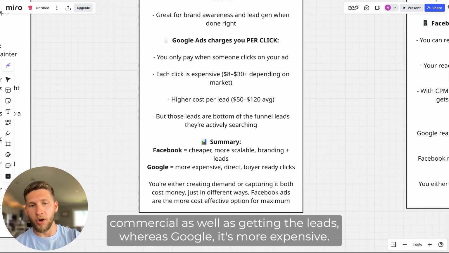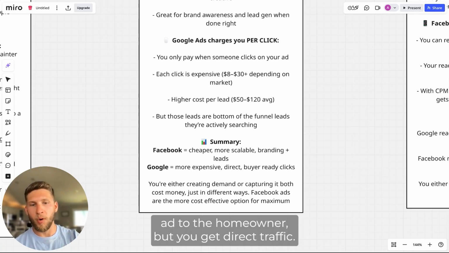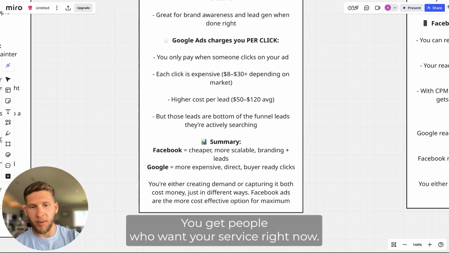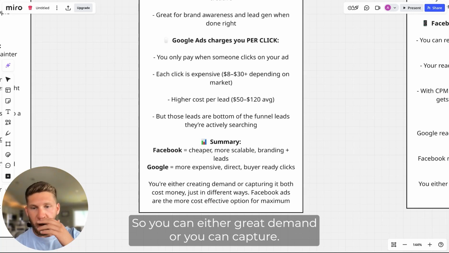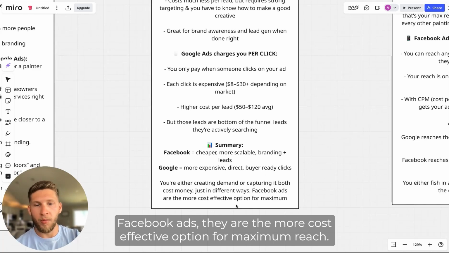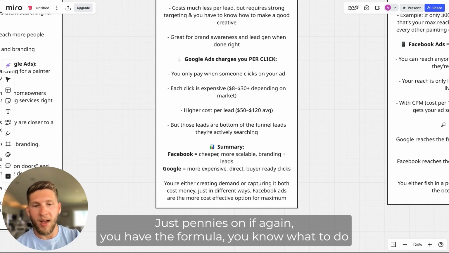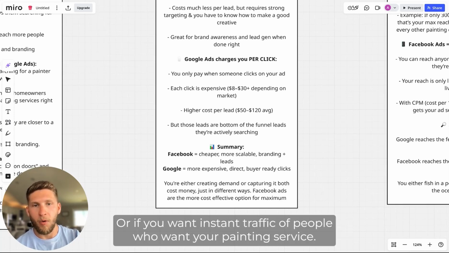Whereas Google, it's more expensive. They're just charging you per click. They're not charging you to show your ad to a homeowner, but you get direct traffic. You get people who want your service right now. So you can either create demand or you can capture it. Cost money, just in different ways. Facebook ads, they are the more cost-effective option for maximum reach if you know what you're doing. It just depends on if, again, you have the formula, you know what to do on Facebook, or if you want instant traffic of people who want your painting service.